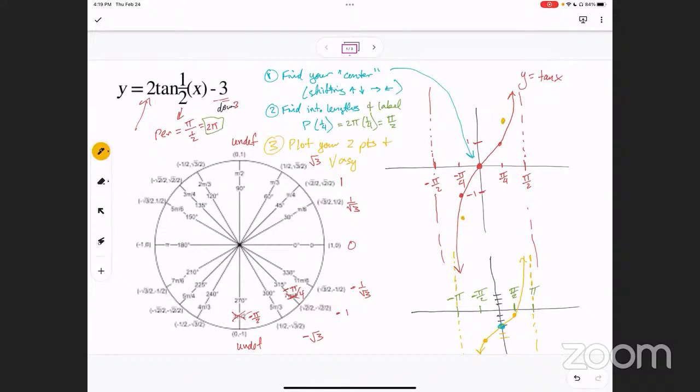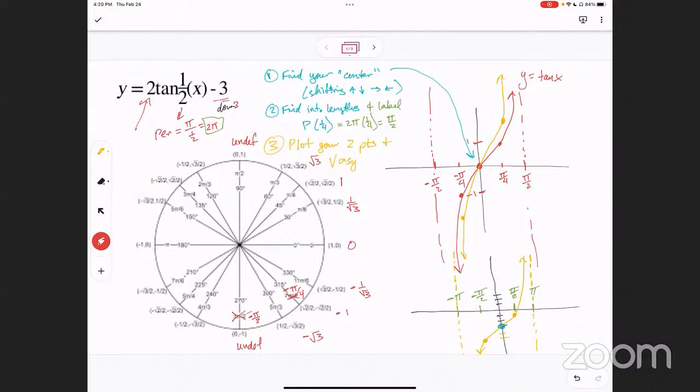Do you see how it stretches it more? That's the only thing that you're doing with that A. That A doesn't change your center point. It just stretches out the other 2 points. Well, it stretches out all of the other points, but the only other 2 points that you're graphing are those 2.